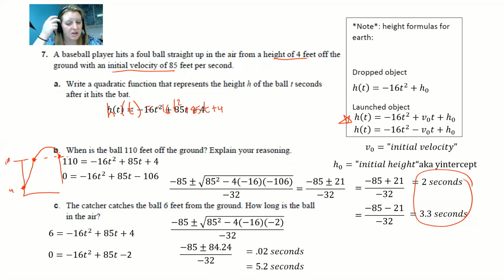Now here's the only thing. So we go through the math and we do our computations. That's really not the hard part. Now we have to assess, do our answers make sense? So the catcher catches the ball 6 feet from the ground. So again, if we think about it scenario-wise, here's the batter's height and here's the catcher's height, right? And the ball gets hit. It's going to go up and it's going to go down.